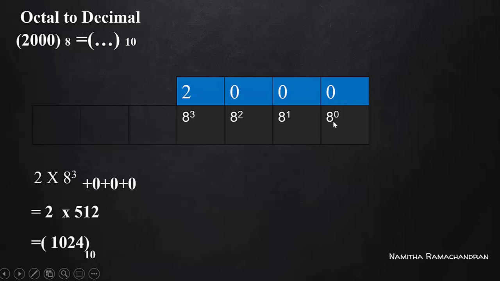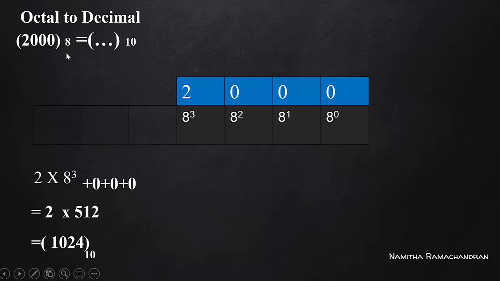0 into 8 raised to 0 is 0 itself. 0 into 8 raised to 1 is 0. 0 into 8 square is again 0. And this one is 2 into 8 cube. 8 cube is 512. So 2 into 512, that is 1024. So octal 2000 is equivalent to 1024 in decimal.